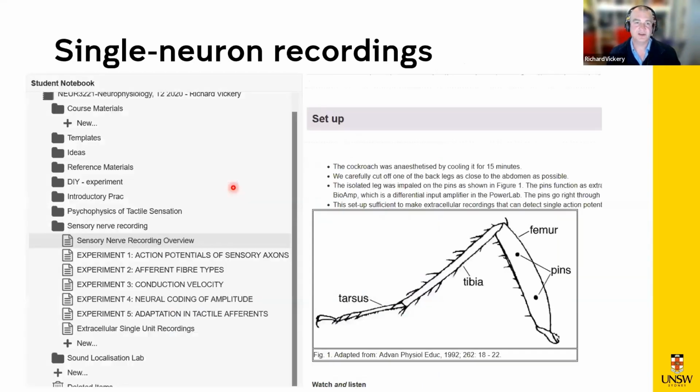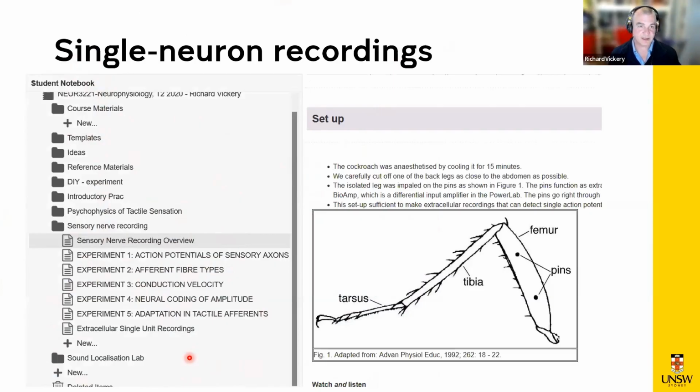Then zooming into an even smaller scale, we do single neuron recordings. And some of these we've integrated into electronic lab books. So this is a student notebook, and all of their pracs for the course are here. Some of these involve PowerLabs, some don't, and students can click through to do the different subtypes of experiments. But what we're doing here is actually recording from single sensory neurons in cockroaches.